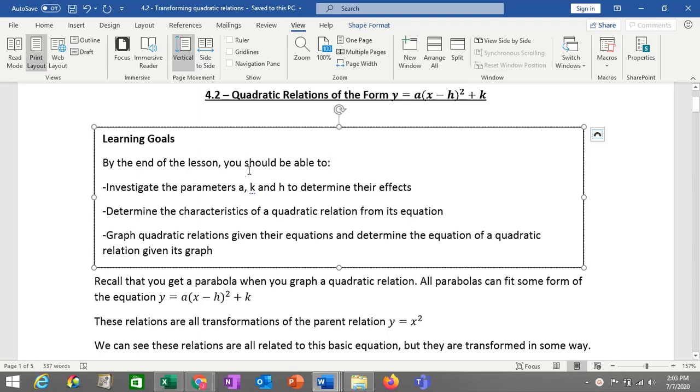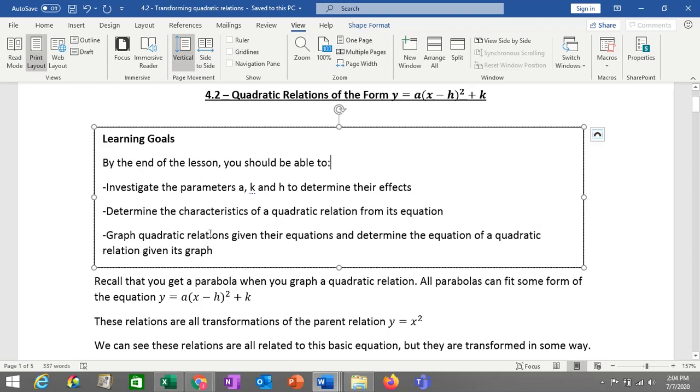We have something called a, k, and h, which we see here. These things are all called parameters, so you need to know what effects these parameters have. You're going to have to figure out the characteristics of a quadratic relation from its equation. So if I give you its equation, can you tell me some things about it, including its vertex, its axis of symmetry, and all that stuff from the previous lesson? And graph quadratic relations given their equations, and determine the equation of a quadratic relation given its graph.